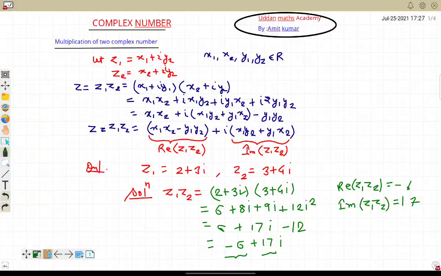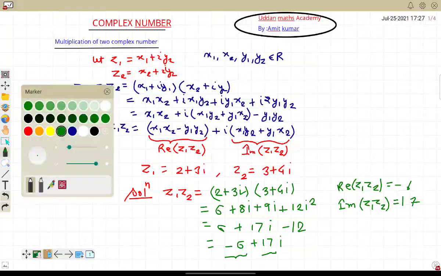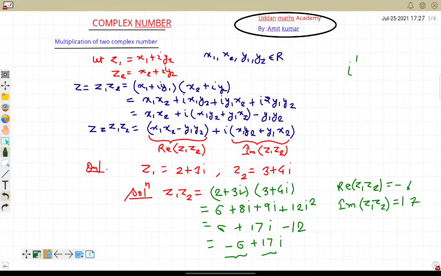In the last video we studied how we can add two complex numbers, how we can subtract two complex numbers, and how we can easily find the value of iota raised to a power. I already discussed this. Iota raised to the power 1 is equal to iota. Iota raised to the power 2 is equal to minus 1. Iota raised to the power 3 is equal to minus iota, and iota raised to the power 4 is equal to 1. So in this video we study how we can multiply two complex numbers.